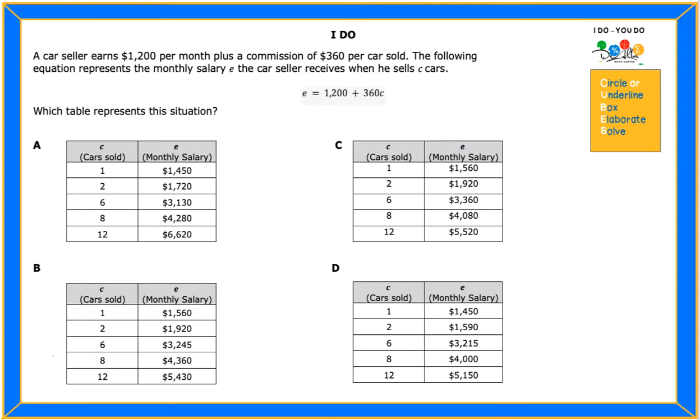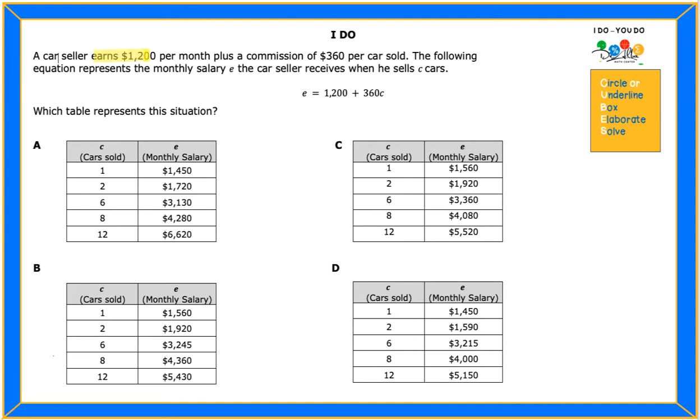Let's read this question. A card seller earns 1,200 per month plus a commission of 360 per card sold. The following equation represents the monthly salary E the card seller receives when he sells C cards. And then we have an equation and the question, which table represents this situation? Okay, so we're gonna have to highlight important information here.